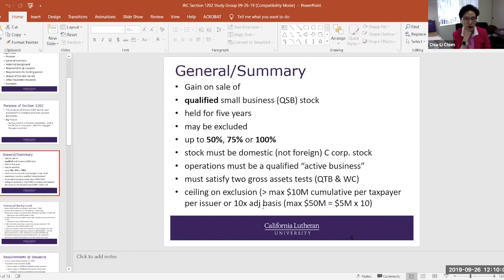So the key word that I learned from this slide is it has to be a gain. If there's a loss, then this doesn't work, right? So that's your number one rule there. Correct. Okay. Thank you.